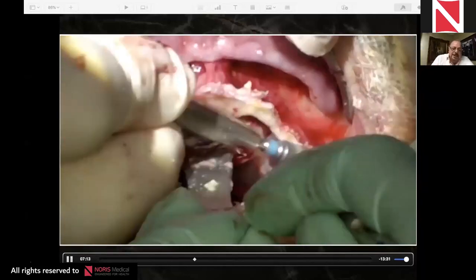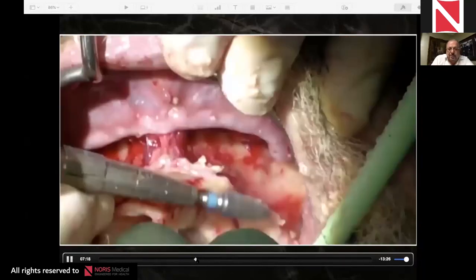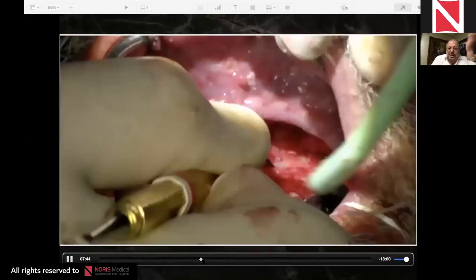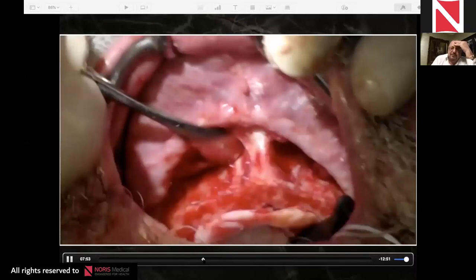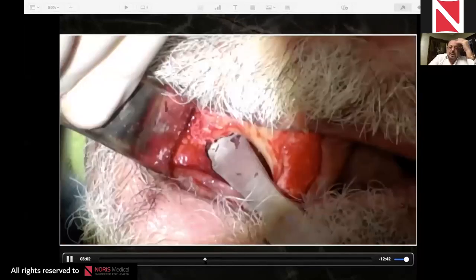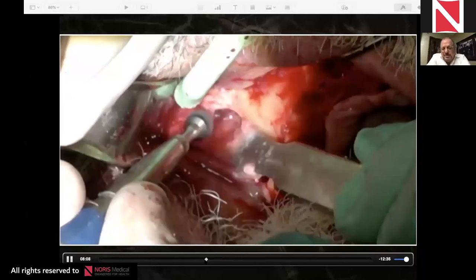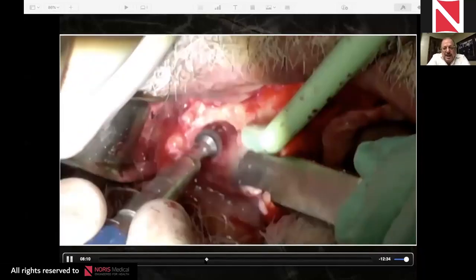Okay, let's start. Just flattening off the crest of the ridge, let's go a little bit quicker. Just for the sake of time, we're going to get rid of all that tissue that's left. We're just locating the floor of the nose. All right, so here we go. We're back to this area again, same procedure. You know, this is my technique now. I'm going to get rid of some of the attachment fibers of the muscle.